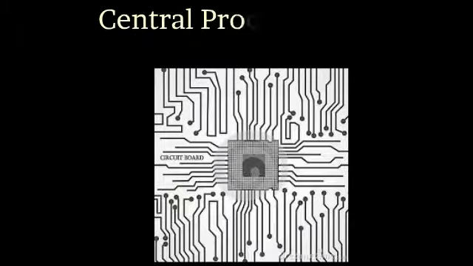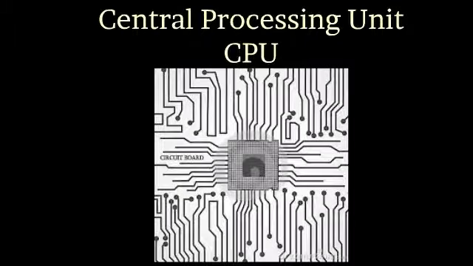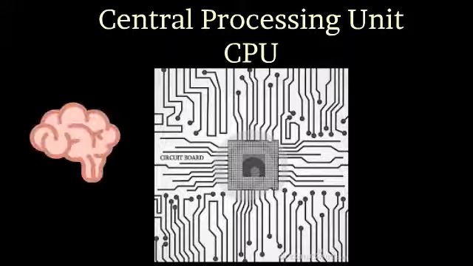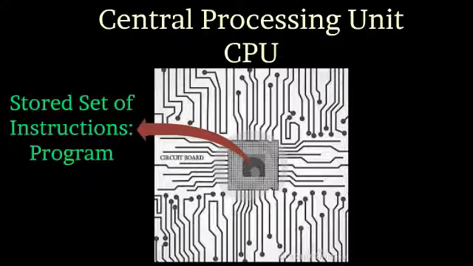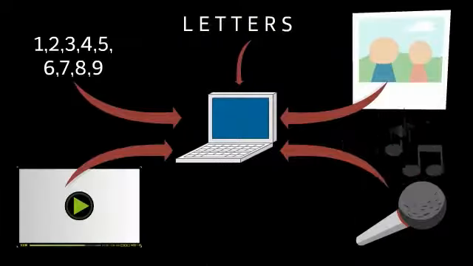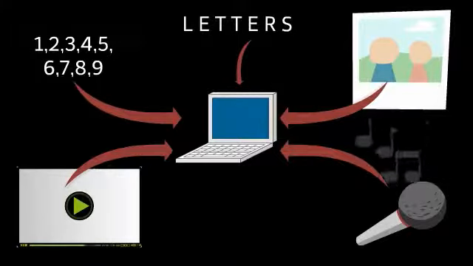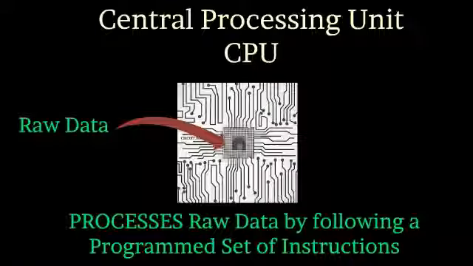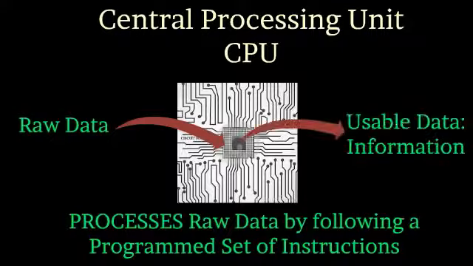Built inside this laptop computer is its most important part, known as the Central Processing Unit, and in short, CPU. This is essentially the brain of the computer. The job of the CPU is to process data by following a set of instructions, otherwise known as a program. So, when raw data in the form of symbols and signals are input into the computer, the Central Processing Unit processes this raw data by following a set of programmed instructions to produce usable data known as information.